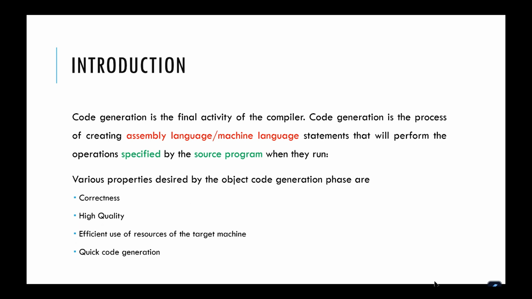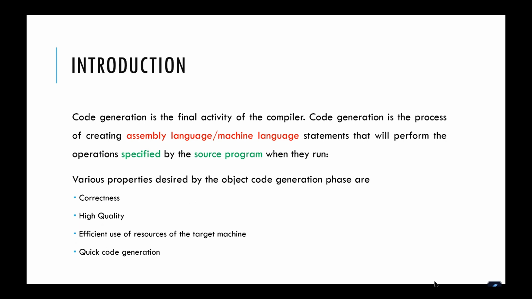For this, there are various properties desired by the object code generation phase, which are correctness, high quality, efficient use of resources of the target machine, and quick code generation. These are the various properties. Coming to correctness, it should produce correct code and not alter the purpose of the source code. It should not change anything. High quality: it should produce high quality object code.